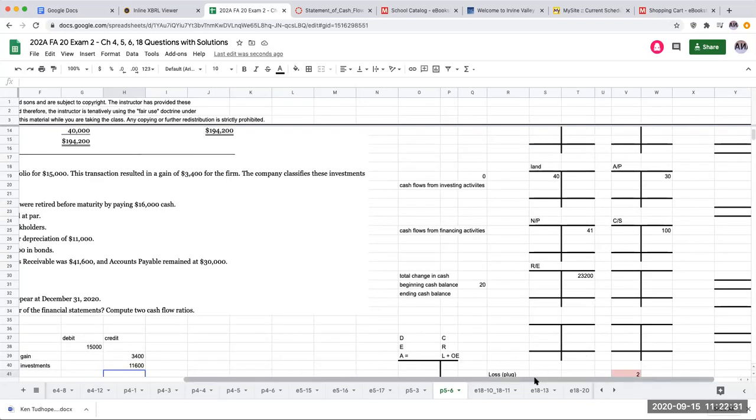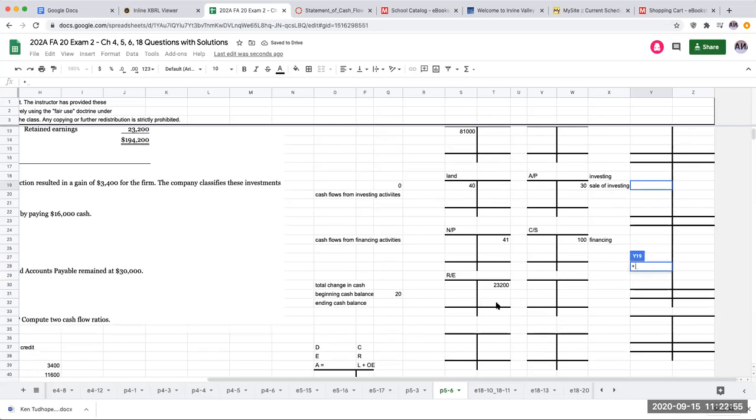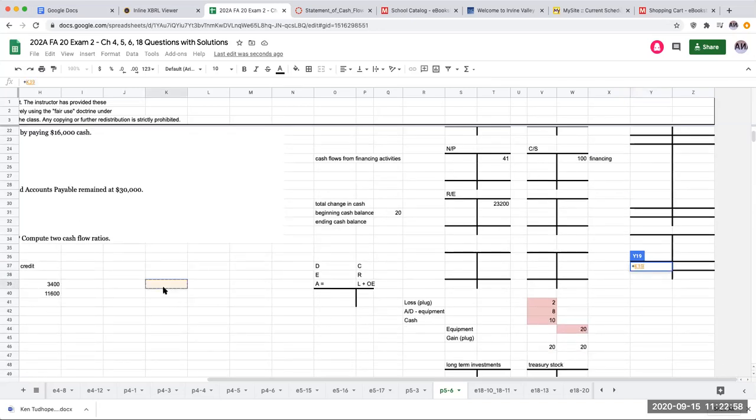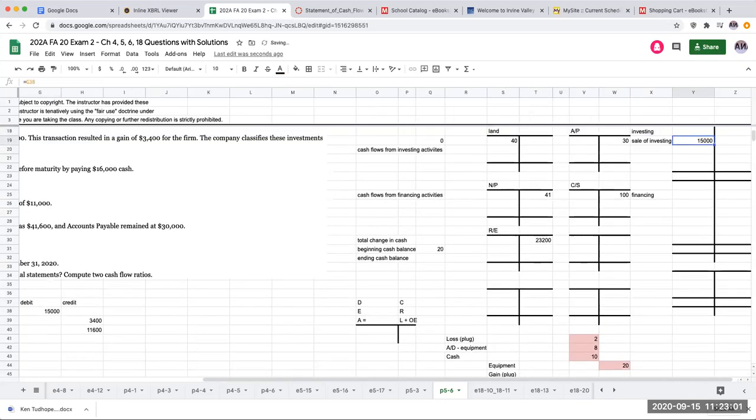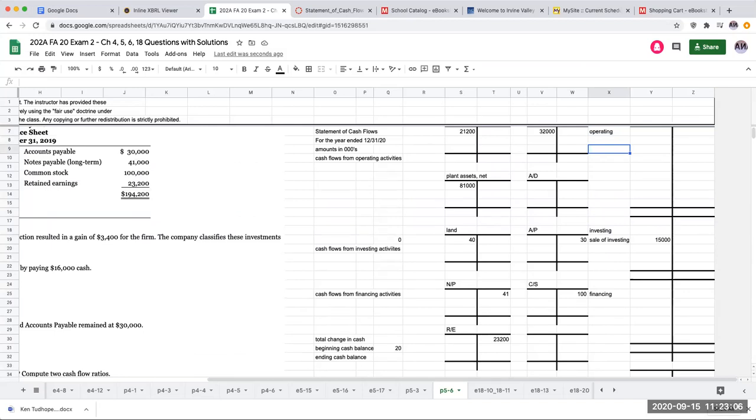So right over here, what I'm going to do is show the cash coming in. In my big T account, I've got operating, investing, then I've got financing. So we're going to have sale of investments. This is going to go in the investing account, at 15,000. The gain is going to be directly recorded in the operating section as a reduction. So my gain on sale of investments is going to be for 3,400.